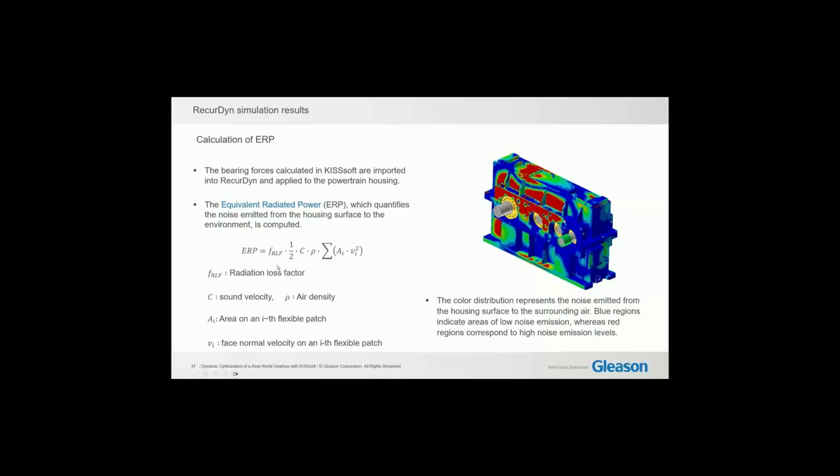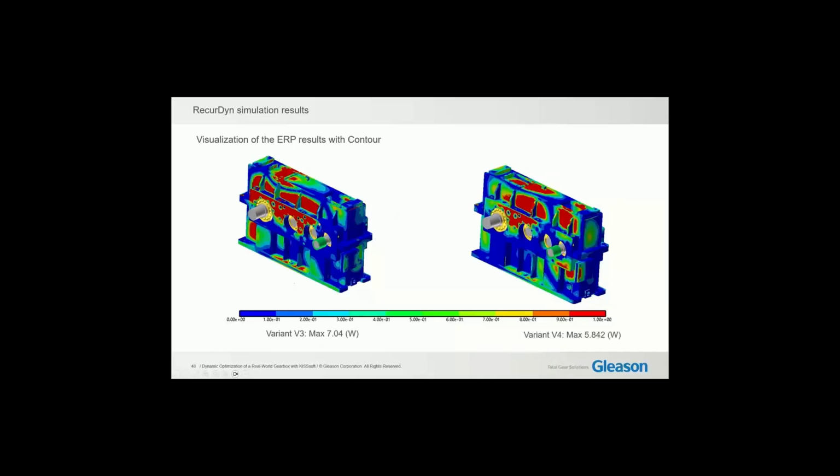As you see here in the formulation of the ERP, the velocities are also involved. Therefore, it's very important also to focus on the sensor output for velocities. Here I show you the two images. On the left, you see the ERP for variant V3. The maximum ERP detected was about 7 watt, and here on the right, you see the same parameter, but calculated for variant V4, and the maximum was about 5.8 watt. So here we already see a reduction of the ERP from variant V3 to V4.